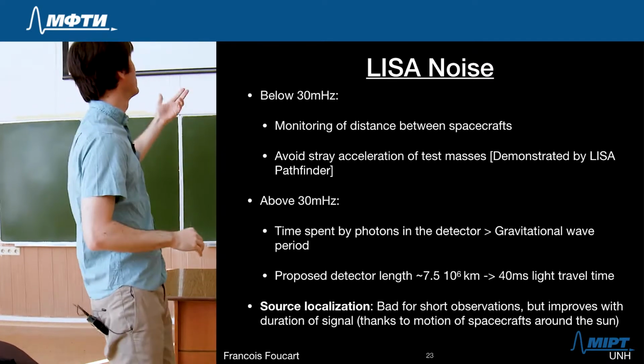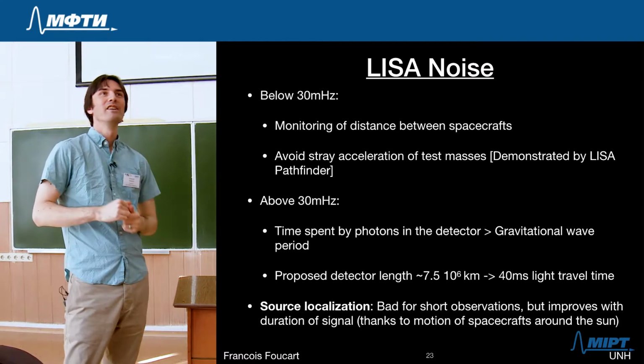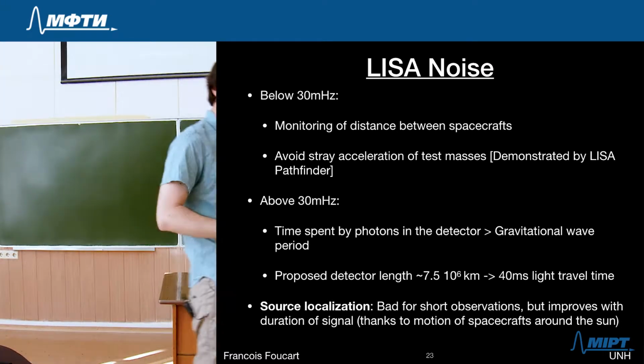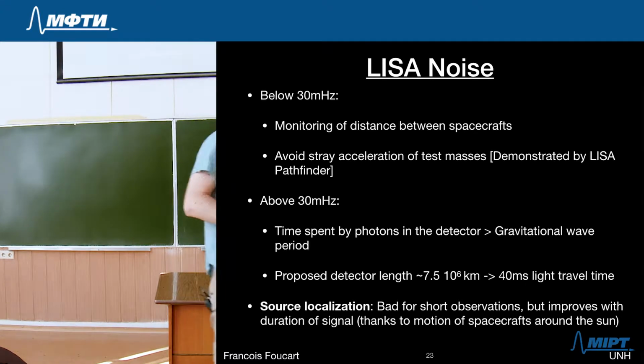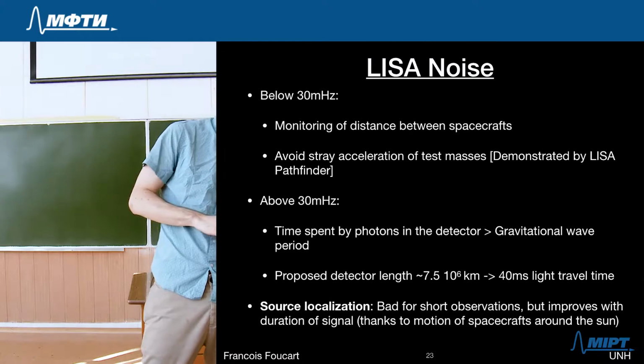So that is what is limiting you at high frequency in this case, is the fact that the frequency of the gravitational waves is too high, and so your photons are spending too much time in the detector compared to the gravitational wave period.